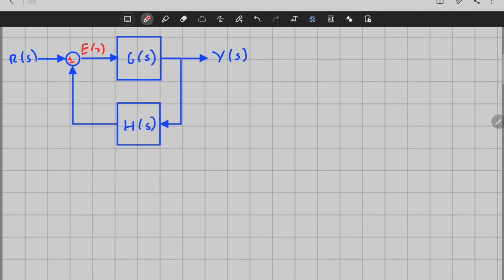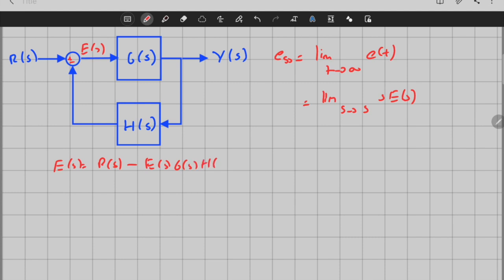We have the steady-state error in the time domain, which looks like this: E(t). Under the condition that the closed-loop system is stable, we can use the final value theorem: s times E(s). So what is E(s)? Let's write E(s) in terms of the input signal and the transfer functions. First of all, we know that E(s) is equal to R(s) minus this signal. So what's this signal? It is E(s) times G(s) times H(s).